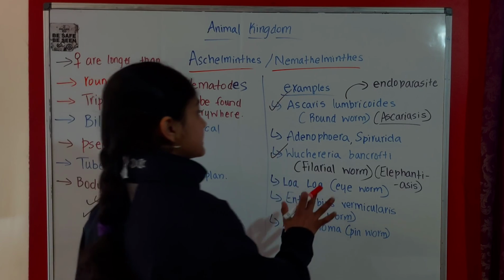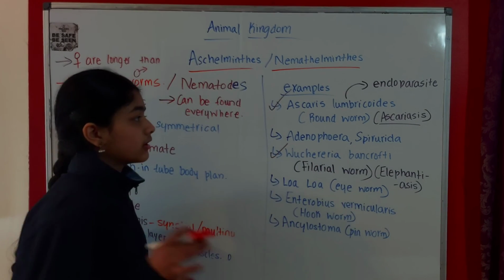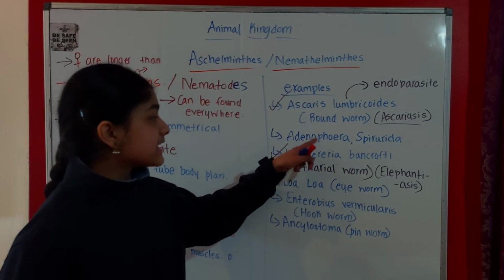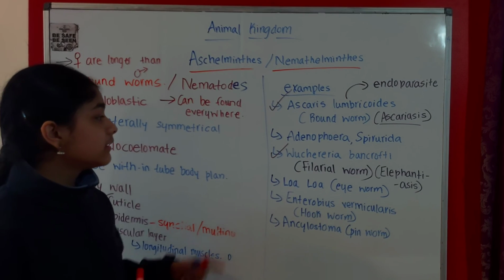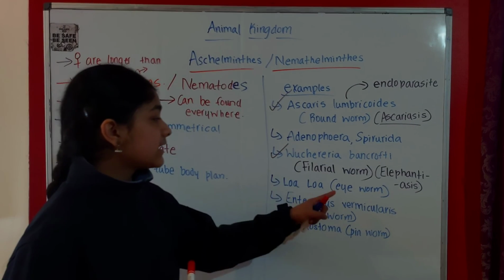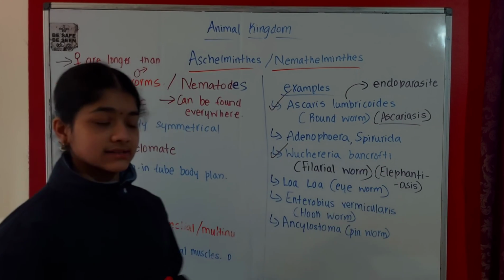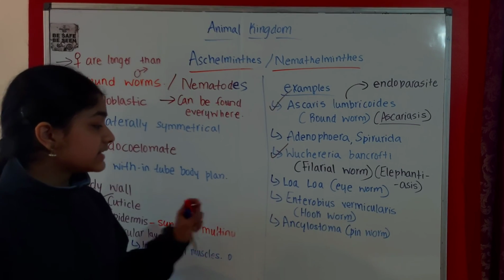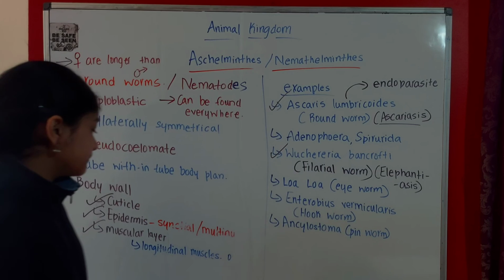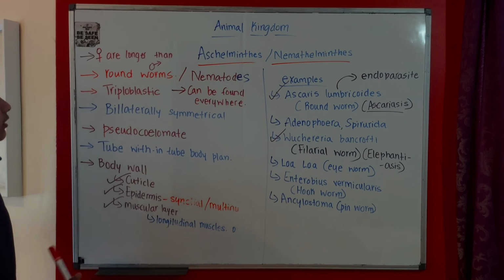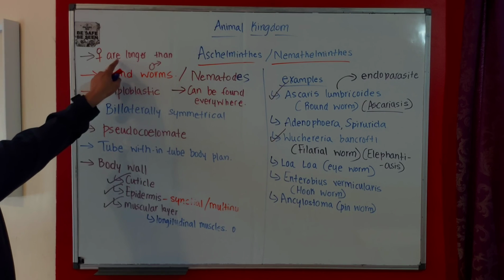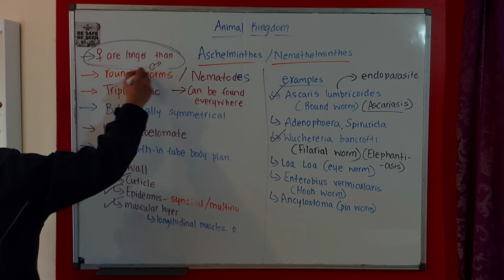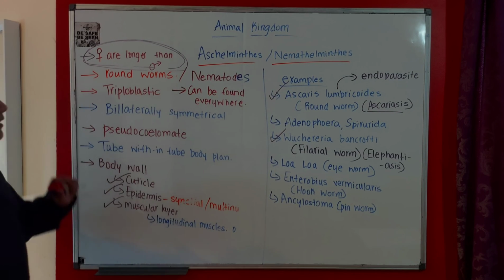Again, let me repeat. Ascaris lumbricoides is an endoparasite or roundworm. It causes the disease Ascariasis, and the next ones are Adenophora and Spirurida. Wuchereria bancrofti, the filarial worm, causes elephantiasis. Loa loa the eyeworm, Enterobius vermicularis the hookworm, Ancylostoma the pinworm. So these are examples of nematodes or roundworms, and this thing we have already taken a look at. This is a very important one, and in exams they can ask this kind of question.